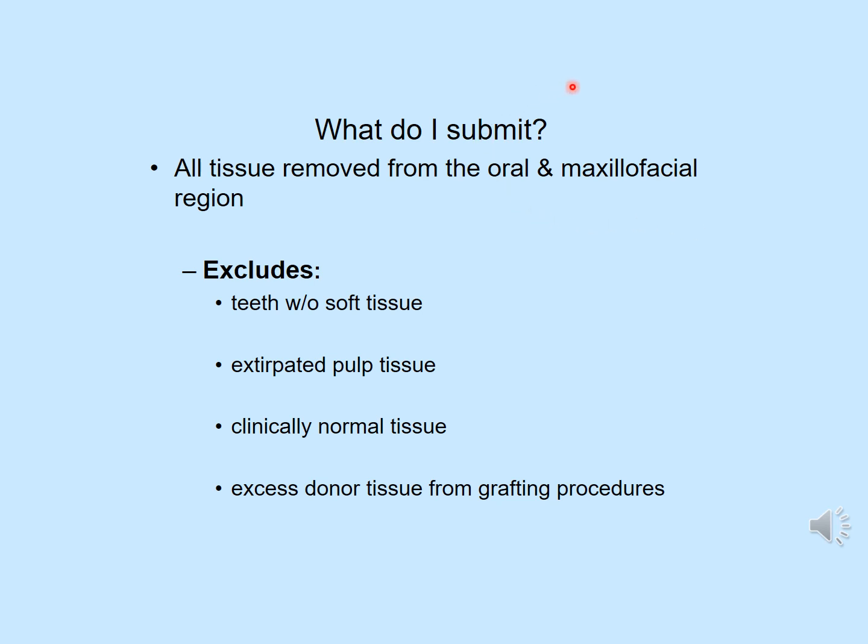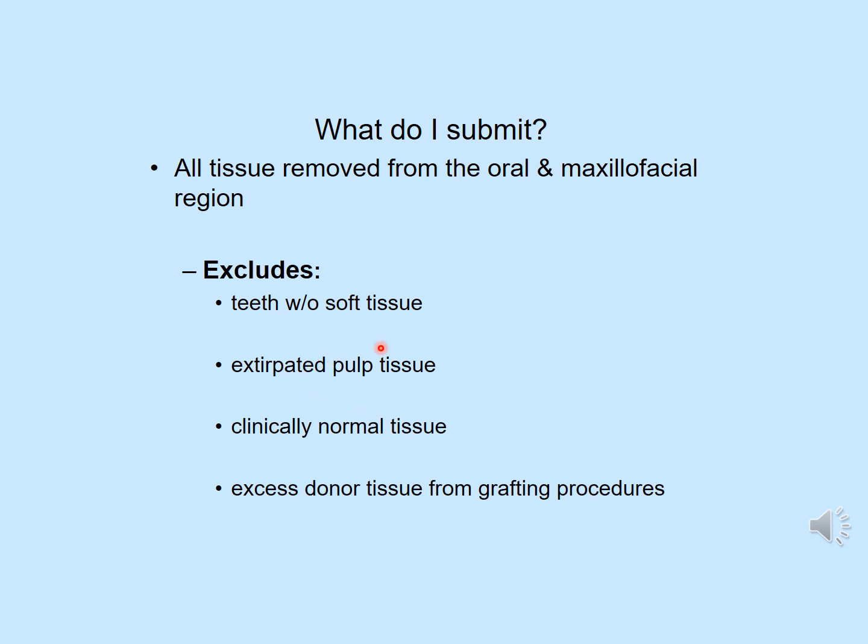It's an important step that you learn. Okay, so what do you submit? So all tissues removed from the oral maxillofacial region except teeth without soft tissue. That means regular extractions that are done in which there is no periapical tissue found attached to the root surface. We do not need to submit that.